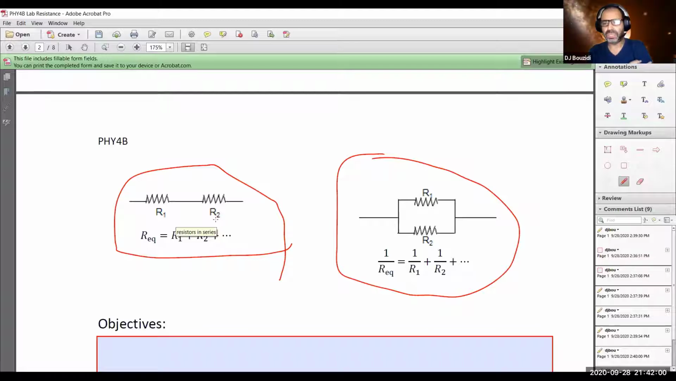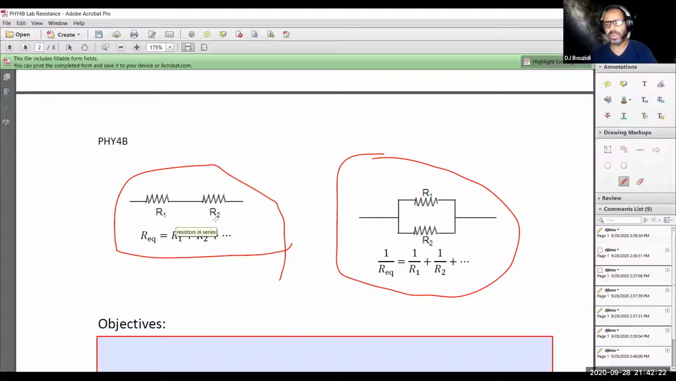In the case of the capacitors, the equivalent capacitance in series obeys the inverse law, in the sense that 1 over C equivalent is equal to 1 over C1 plus 1 over C2 plus 1 over C3 and so on and so forth. And when they are in parallel, the equivalent capacitance is just the sum of the capacitances. This one is the opposite.